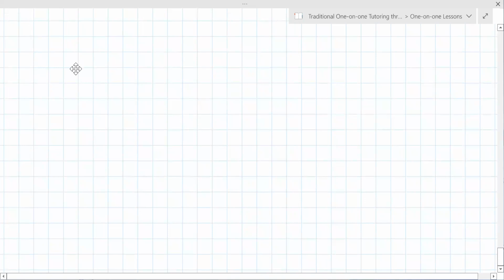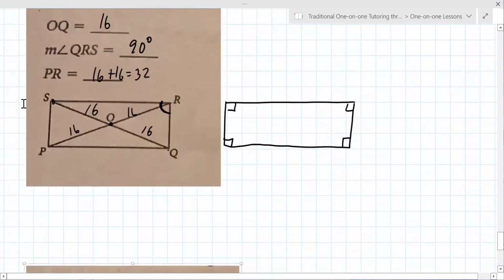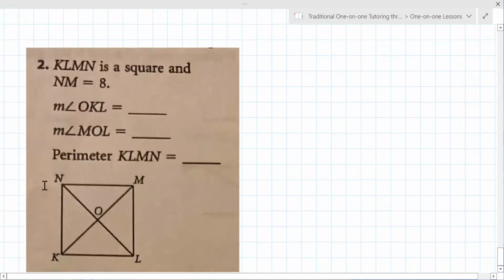What is it called when all those lines go to the middle like that in the X? They're diagonals. The diagonals go from opposite vertices. Okay, so KLMN is a square, and N to M is 8. So every single side would be 8. That's right. So the perimeter is 8 plus 8 plus 8 plus 8, which is 32.